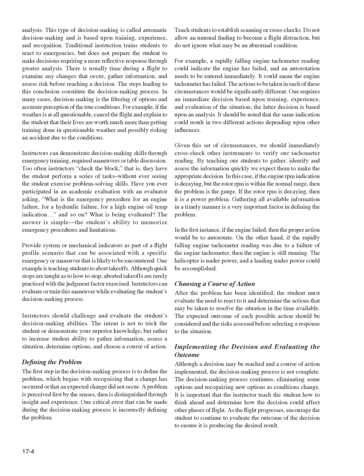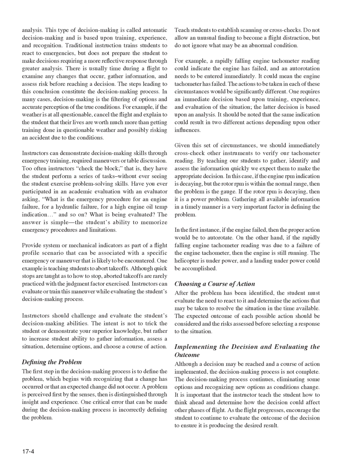It should be noted that the same indication could result in two different actions depending upon other influences. Given this set of circumstances, we should immediately cross-check other instruments to verify our tachometer reading. By teaching our students to gather, identify, and assess the information quickly, we expect them to make the appropriate decision. In this case, if the engine RPM indication is decaying, but the rotor RPM is within the normal range, then the problem is the gauge. If the rotor RPM is decaying, then it is a power problem. Gathering all available information in a timely manner is a very important factor in defining the problem.